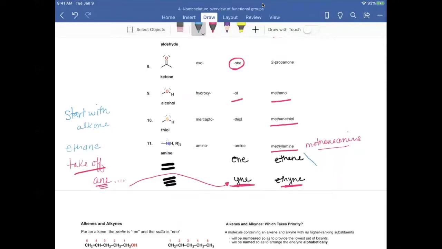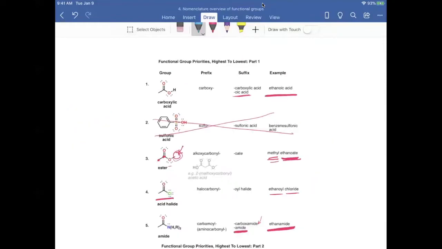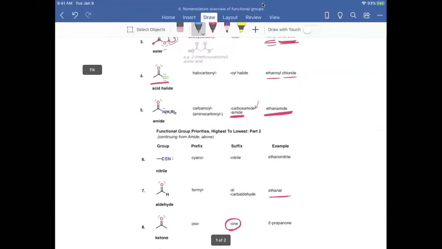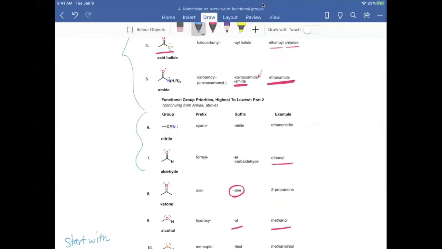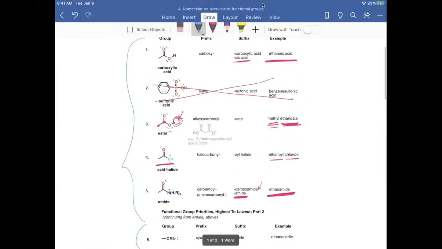So in these 2 cases, we replace the ane with the ene and the yne. And then moving up the list, we take off the E and we add the suffix. This is the order of priority of who gets the suffix. So the most important functional group, the highest priority functional group, is the carboxylic acid. I wanted to also point out that the first 7 things on this list all are going to be found at the end of the molecule.